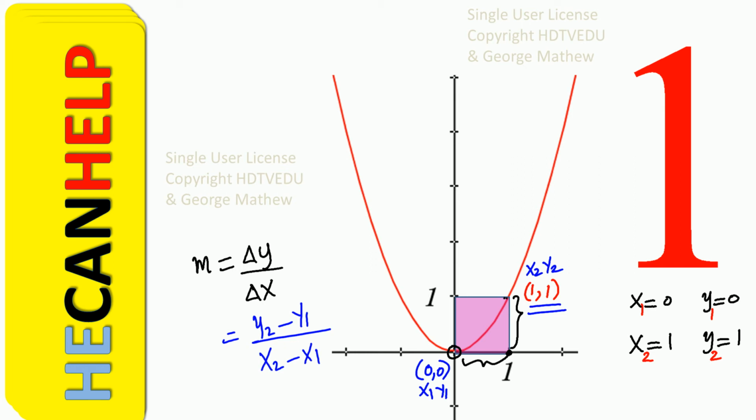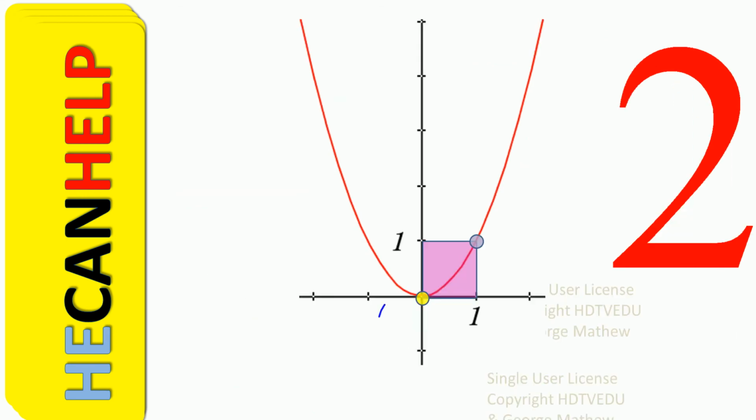And what do we get? y2 minus y1 is 1 minus 0, and x2 minus x1 is 1 minus 0. So it is 1 over 1, which is 1. What is our point here? 0, 0. And what is our point here? 1, 1. So what is the average rate of change of the function? It is change in y over change in x. What is change in y? 1. And what is change in x? 1. So it is 1 over 1, and that is 1.